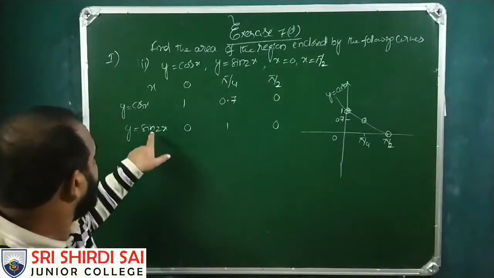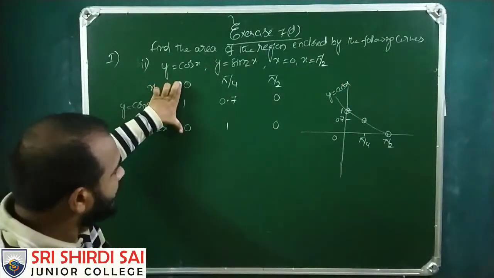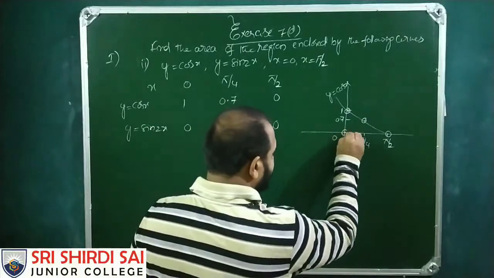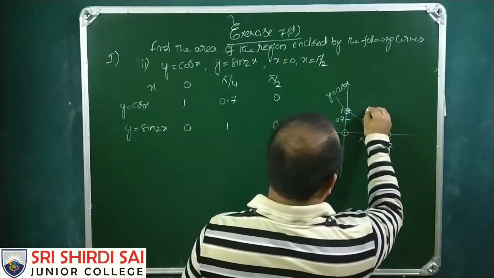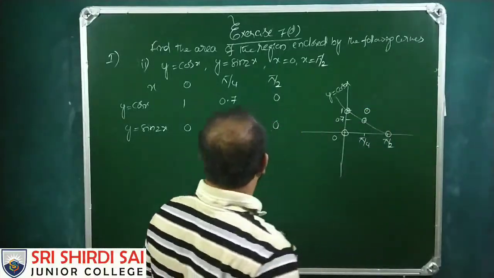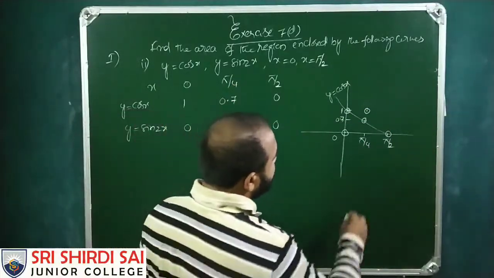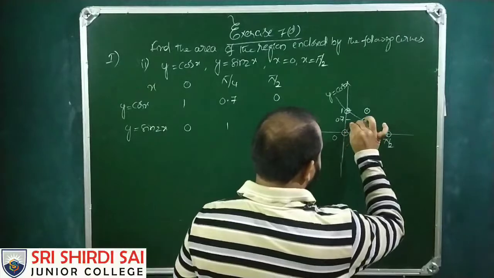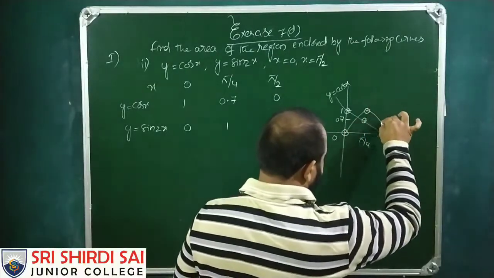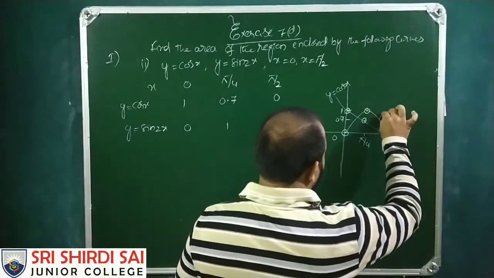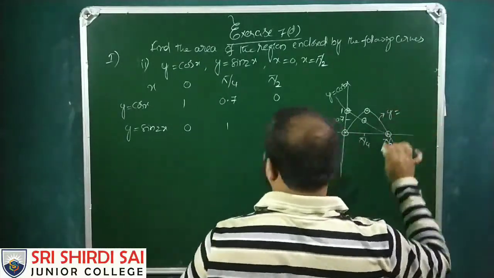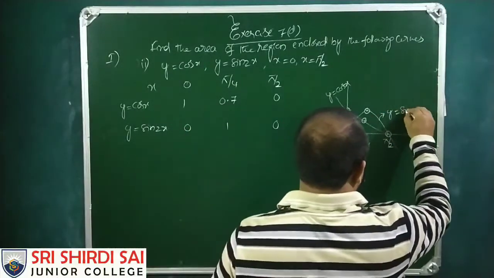Now y is equals to sin 2x, 0, 0, pi by 4, 1 is this value, and pi by 2, 0 is this value. So this is this. So what is this? This is y is equals to sin 2x.